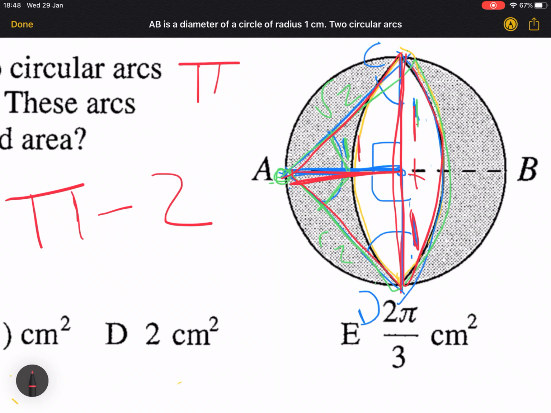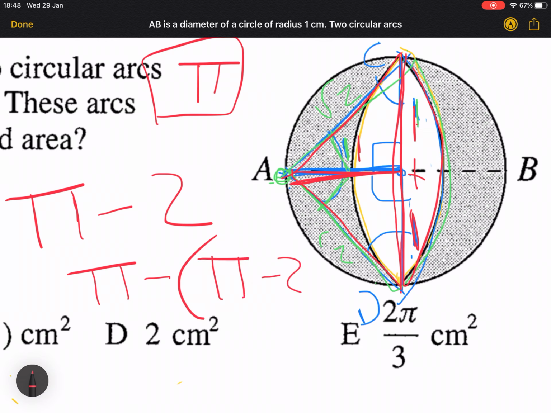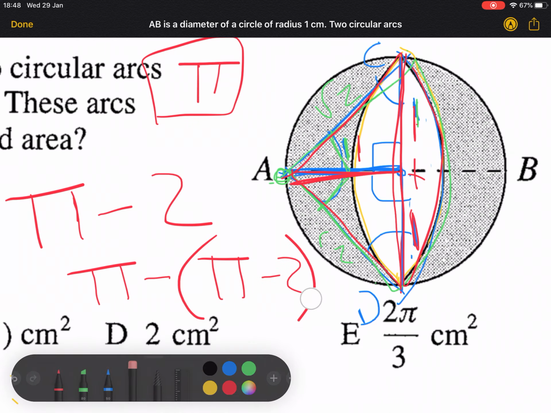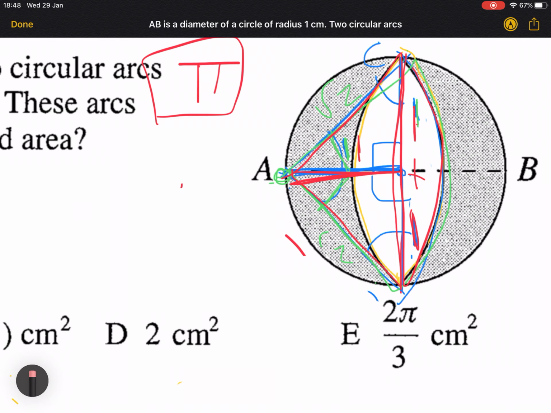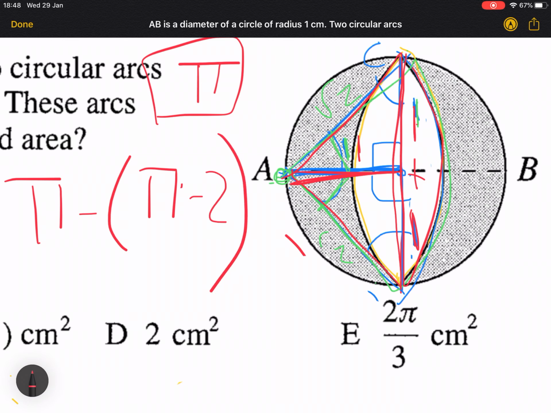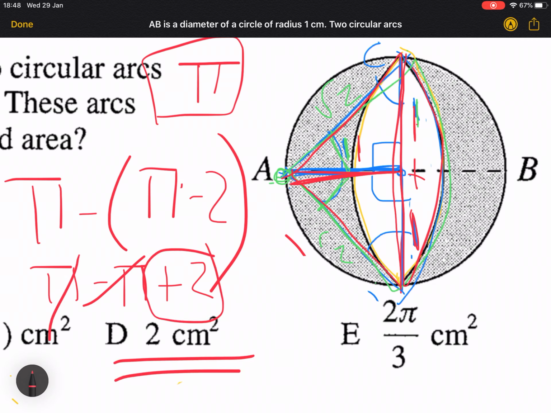Then we can take our whole area, which we found was pi. So pi minus, in brackets, pi minus 2. If we open our brackets up, we get pi minus pi, and then because there are two minuses here, it becomes plus 2. Pi minus pi cancels out, so then you just have 2 left. So the answer is 2 centimeters squared.